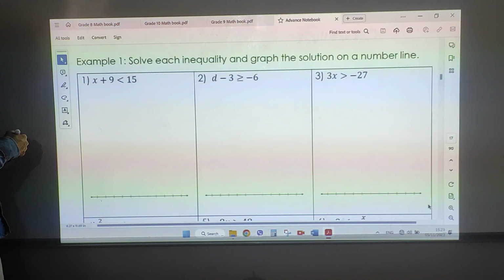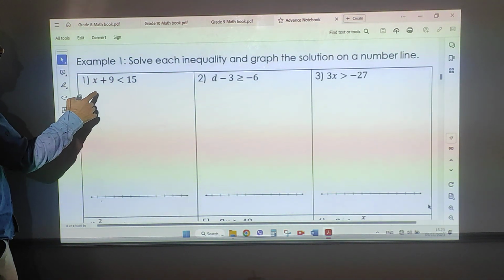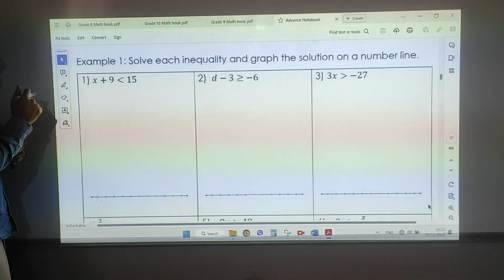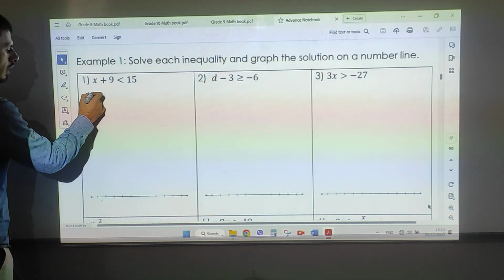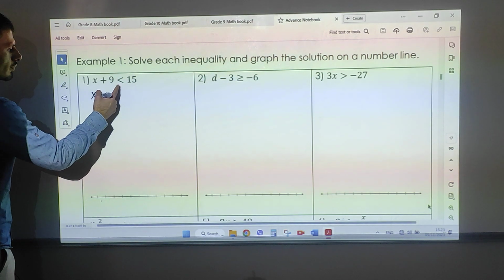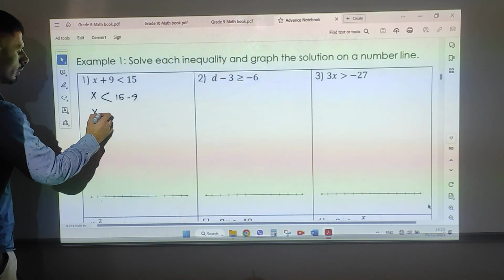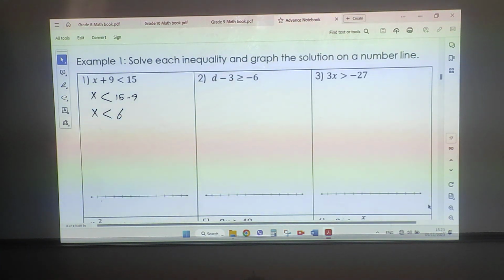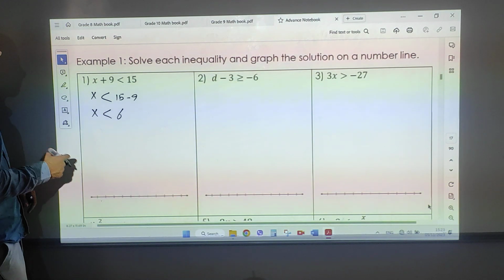Now in the first case that we have, it's x plus 9. Because we have plus 9, we can move it to the other side, and whenever we change from one side to the other side, we must change the sign. If it's negative, we make it positive. If it's positive, we make it negative. Now we say x is less than 15 minus 9. We know 15 minus 9 is 6. This is the first one. Very simple. The other one, then we can show on the number line altogether.